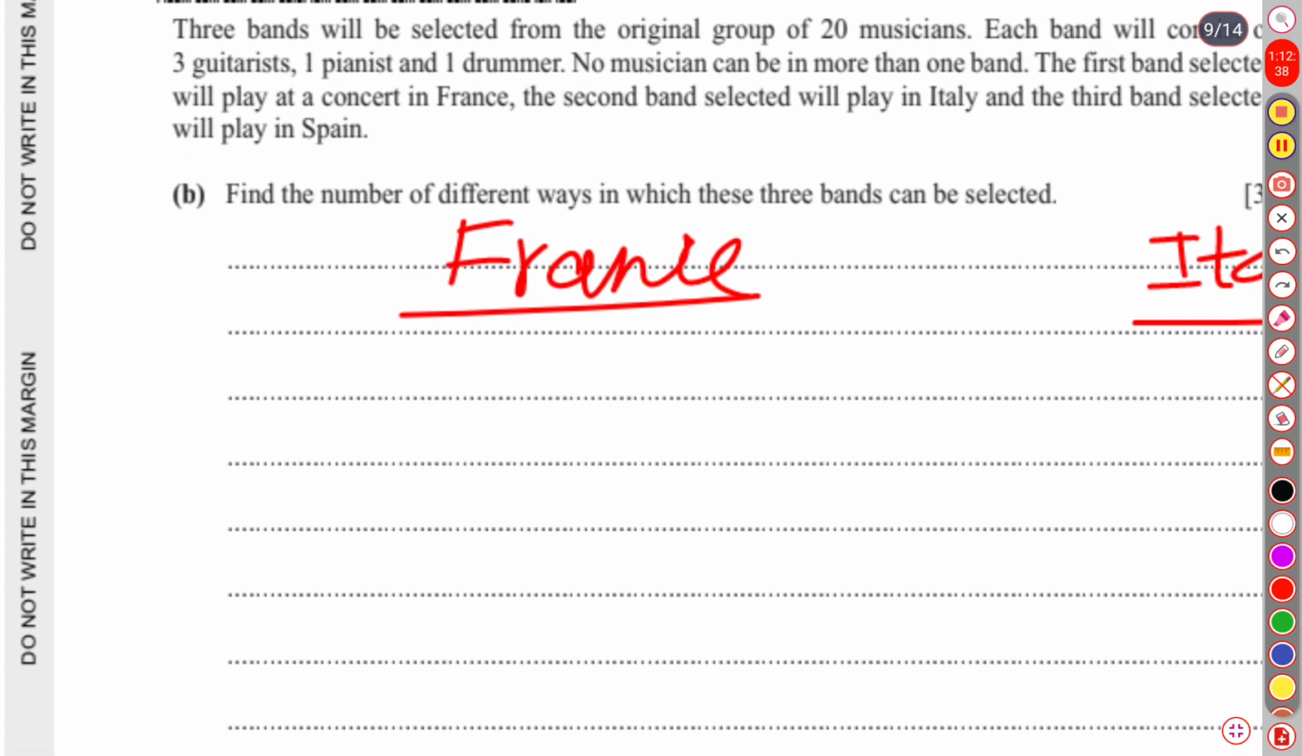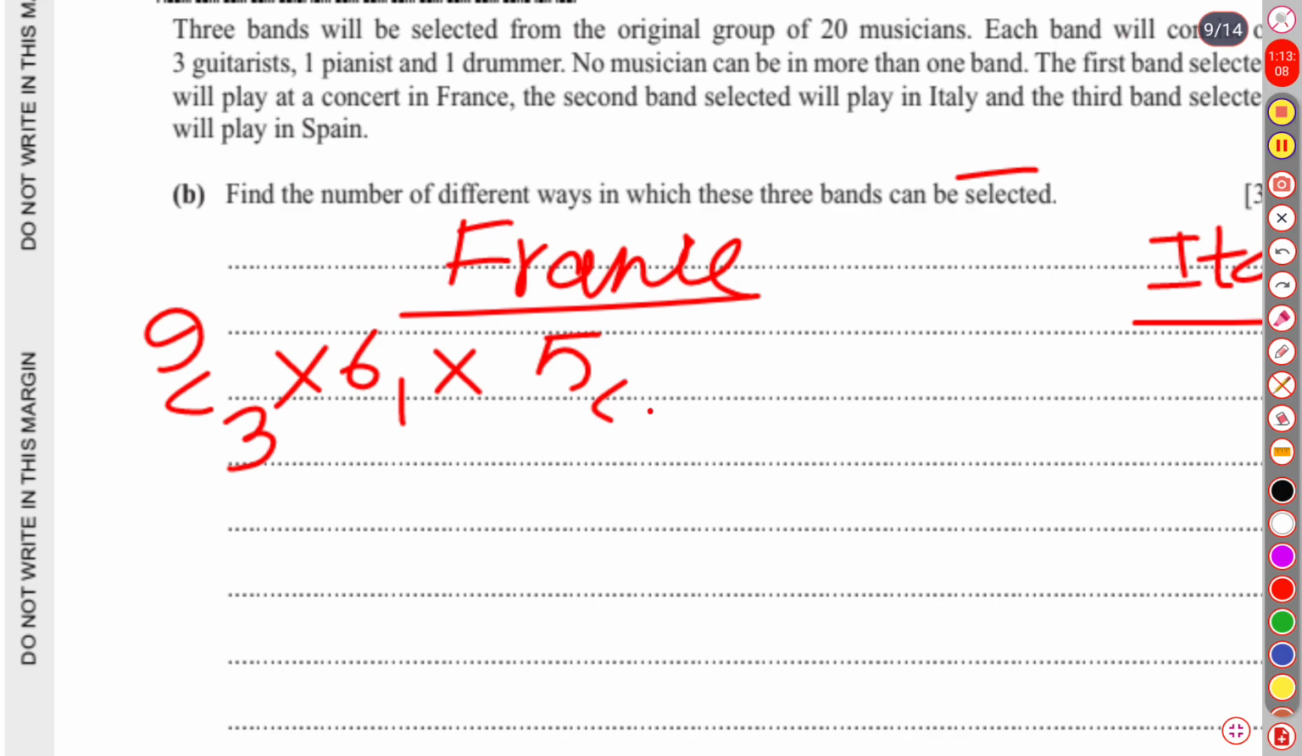So first one will have 3. So total there are 9 guitarists. Out of 9 there will be 3. It is selection, so we will have to apply the concept of combination. So from 9 guitarists we have chosen 3, and from 6 pianists we will choose 1, and from 5 drummers we will choose 1 drummer. This is for the first team.